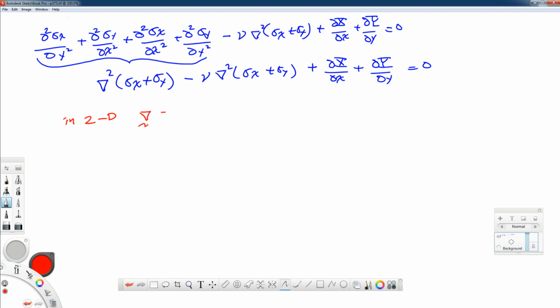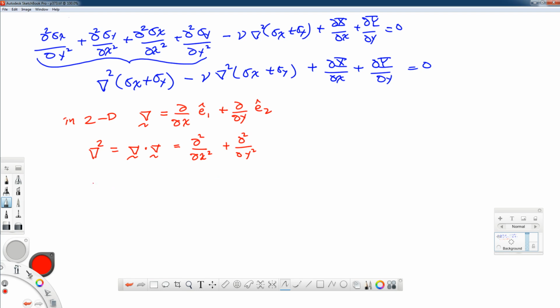The del operator is a vector we can express as the partial with respect to x, e hat 1, plus the partial with respect to y, e hat 2. It's an operator that's just sitting there waiting to operate on something. Del squared is the same thing as if we were to take del and dot it with itself, which is an operator that looks like the second partial with respect to x twice, plus the second partial with respect to y twice. So I'm just dotting those terms.